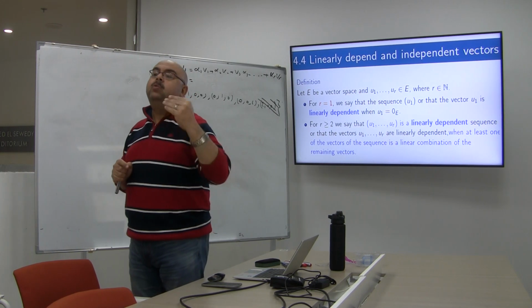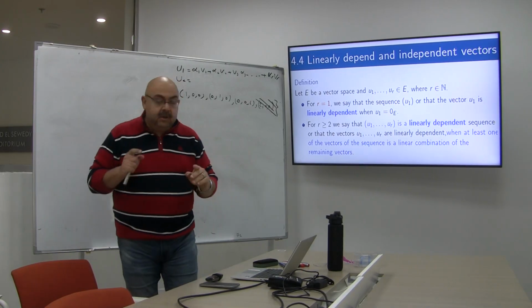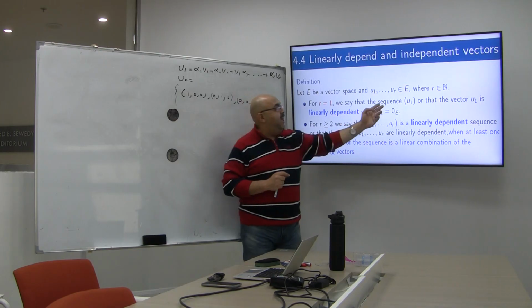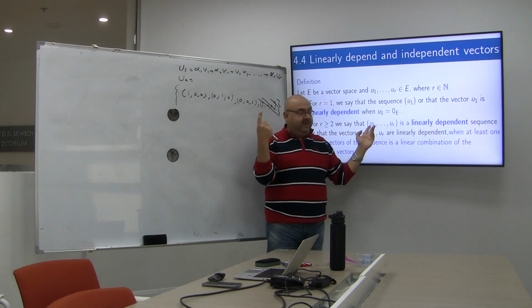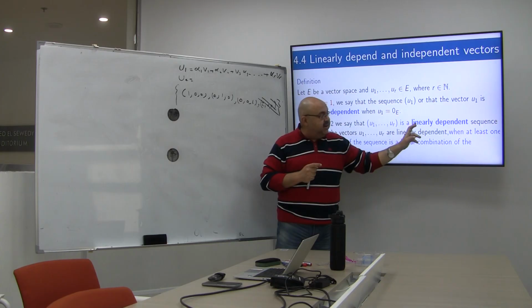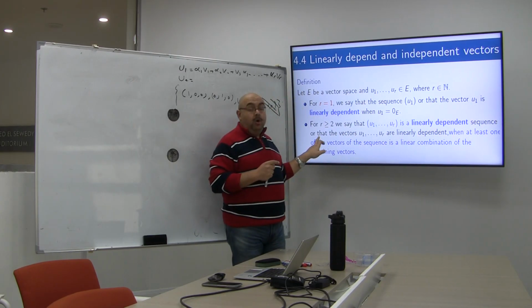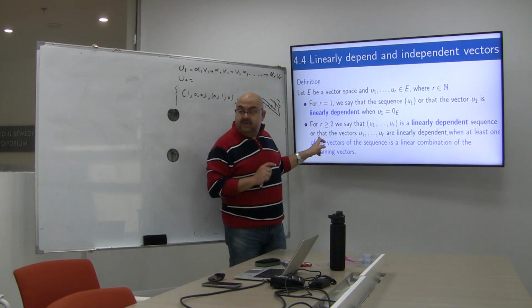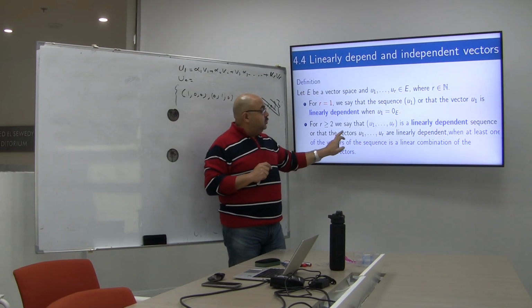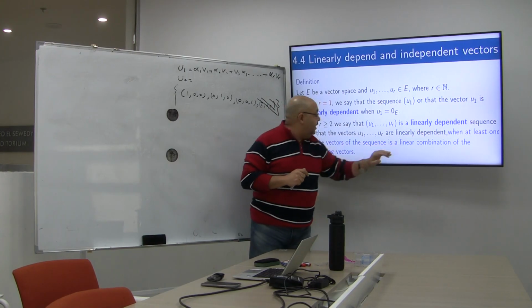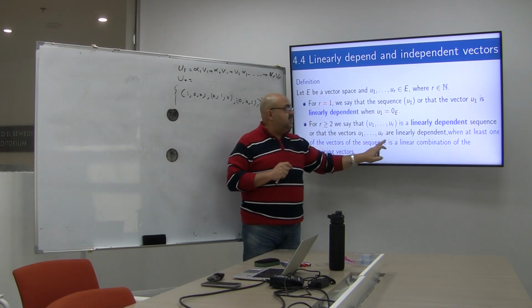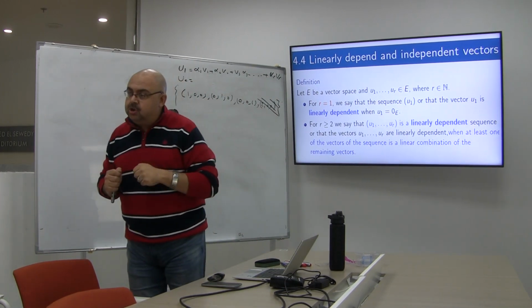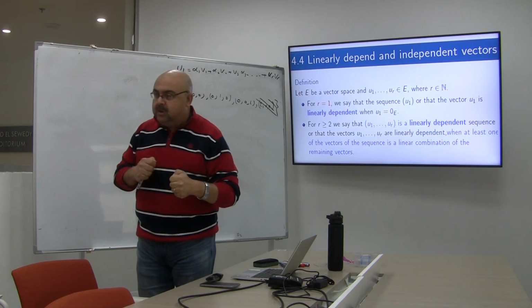If you have more than one vector, for R greater than or equal to 2, which means you have a set of more than one vector, when is it going to be a linearly dependent sequence? If one of these vectors can be generated from the others. Or that the vectors U1 up to UR are linearly dependent when at least one of the vectors of the sequence is a linear combination of the other vectors. So that's the definition of dependent or not dependent.